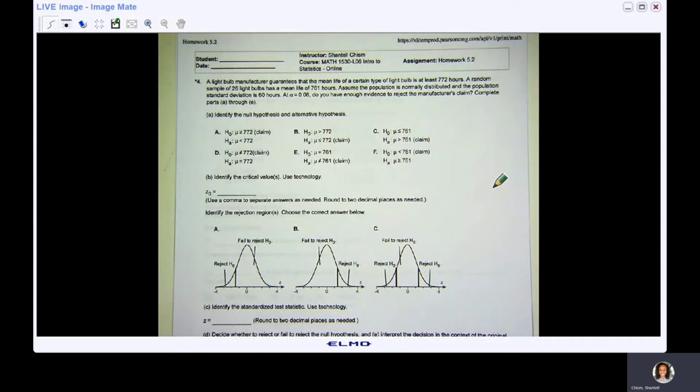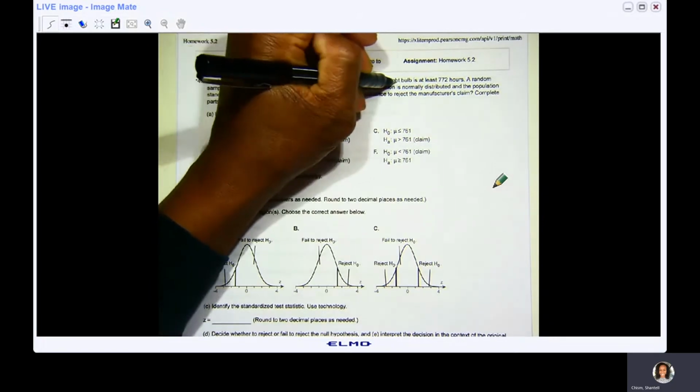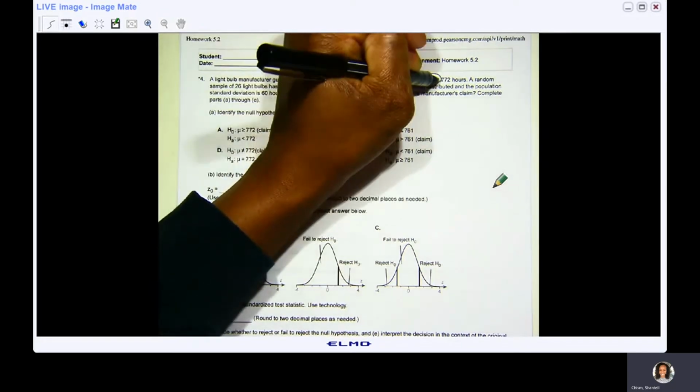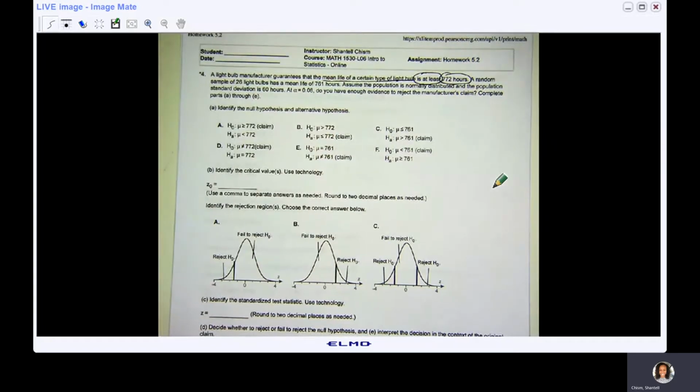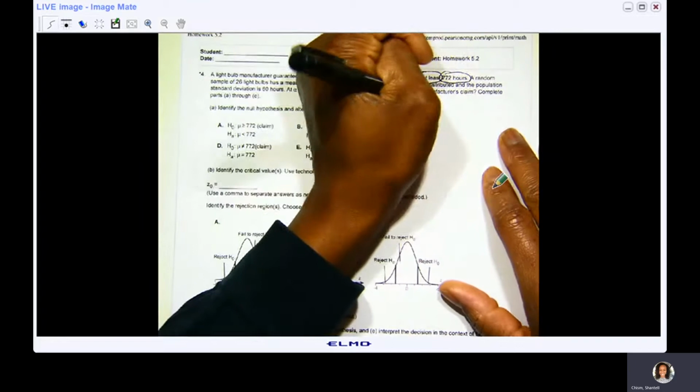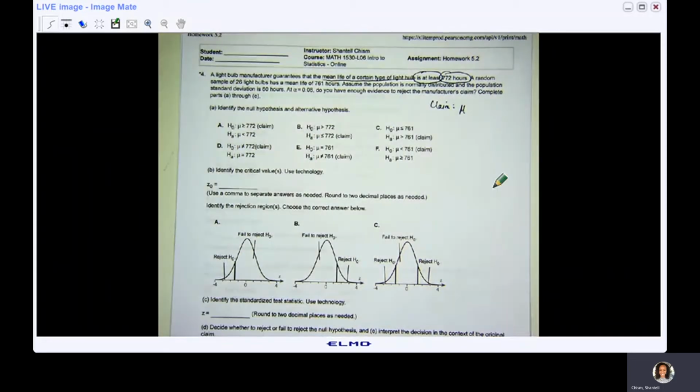Okay, so it says a light bulb manufacturer guarantees, that's another word for claims, that the mean life of a certain type of bulb is at least 772. Okay, so the mean mu, let's just write down claim here, the mean mu is at least.